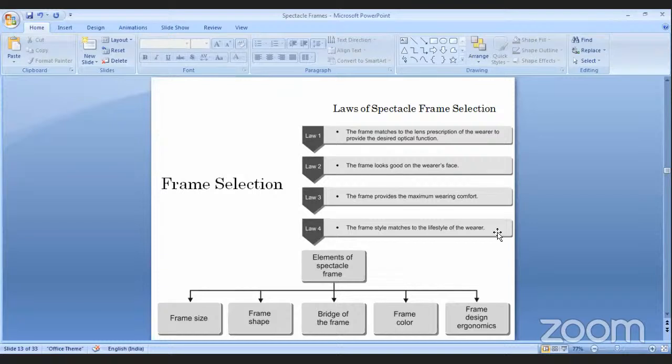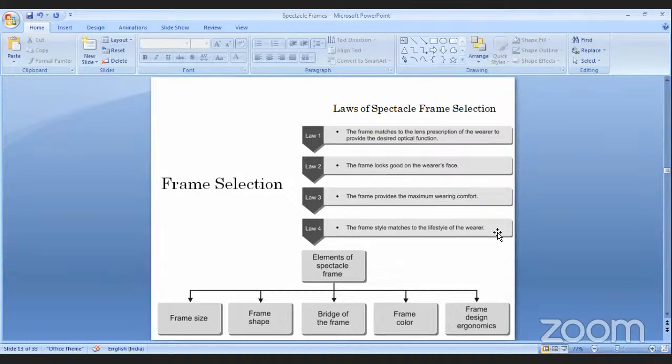Law number 4: the frame style matches the lifestyle of the wearer. This is based upon the conception that one style does not fit all occasions or serve all purposes. Most people would not like to adjust to one style or one look. Understanding lifestyle is the key to catering to specific needs, which includes occupations, recreations, and other concerns like the wearer's likes and dislikes in general.